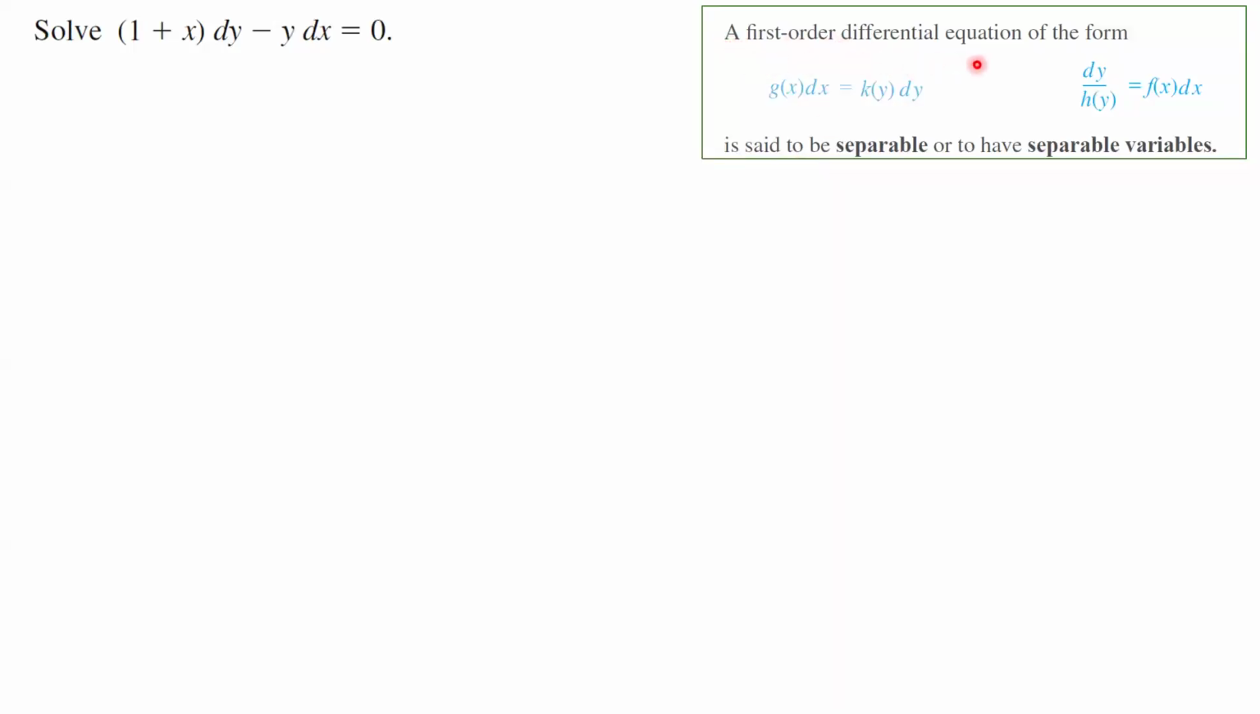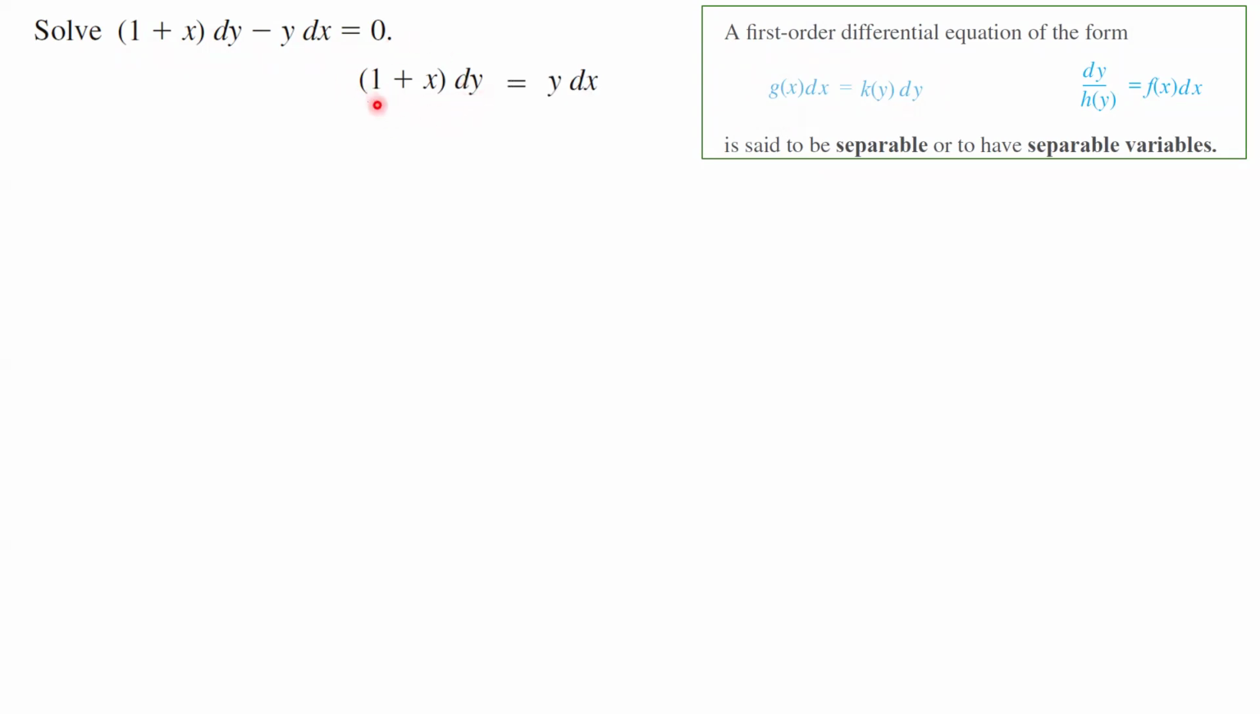In solving a separable differential equation, you try to separate x terms and y terms, and then take the integral. For example, in solving (1 + x) dy - y dx = 0, first, we're going to separate these two parts by writing (1 + x) dy = y dx.